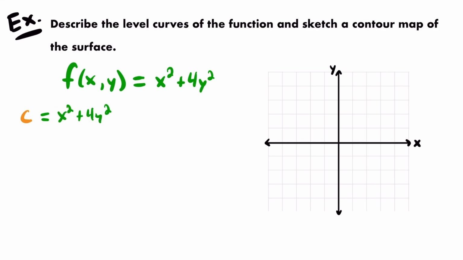And we could further see that by getting this equation in the form of an ellipse, which you could do by dividing both sides of the equation by c. If you do that here, and I'm going to flip the sides of the equation, I just like to have the variables on the left side.